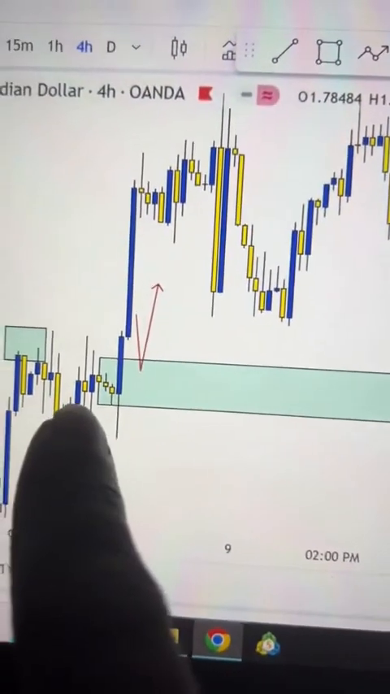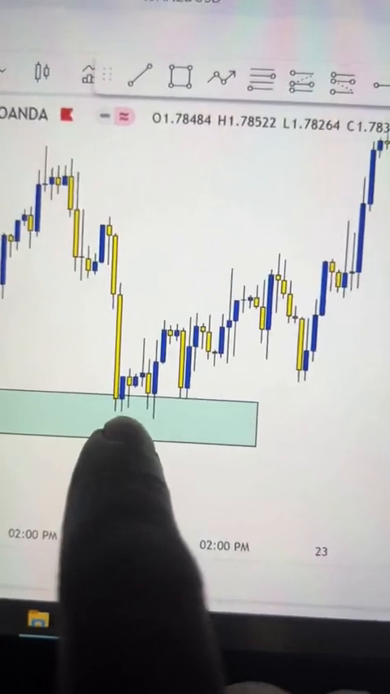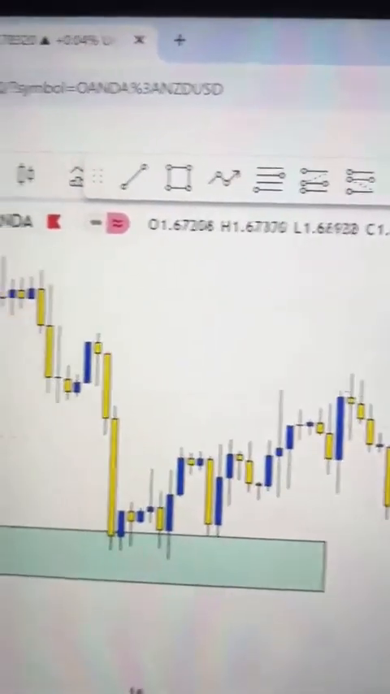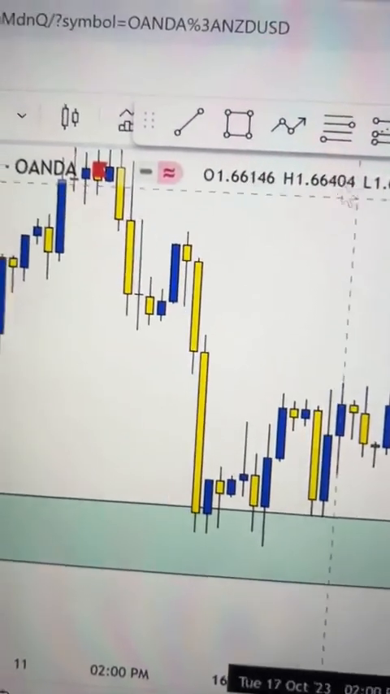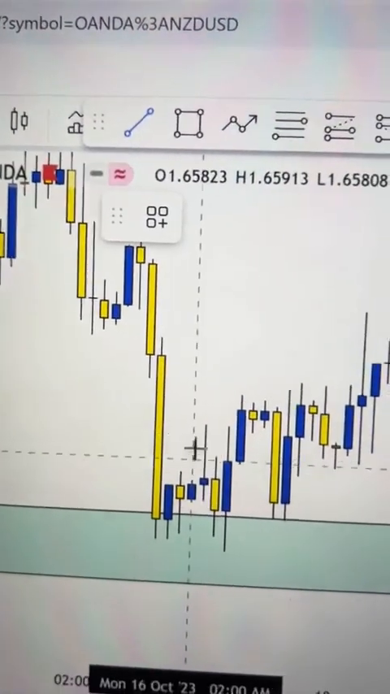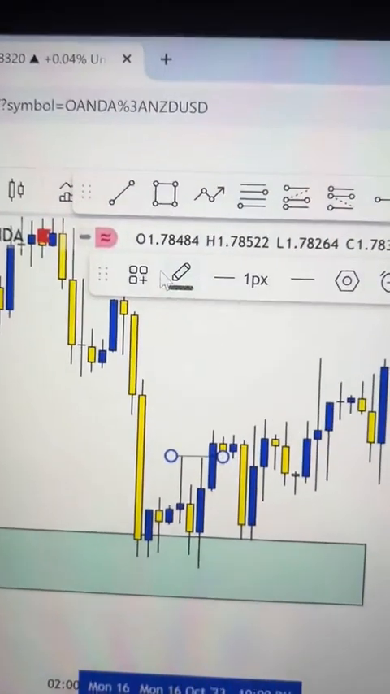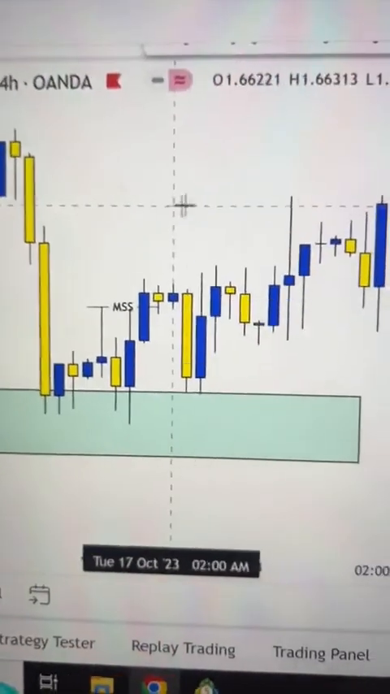You see, this was the order block region here. We have three candles. Price came and tapped it. And when price tapped it, what did you see? This is the 4-hour time frame. Without going to the lower time frame, I can see a valid market structure shift.